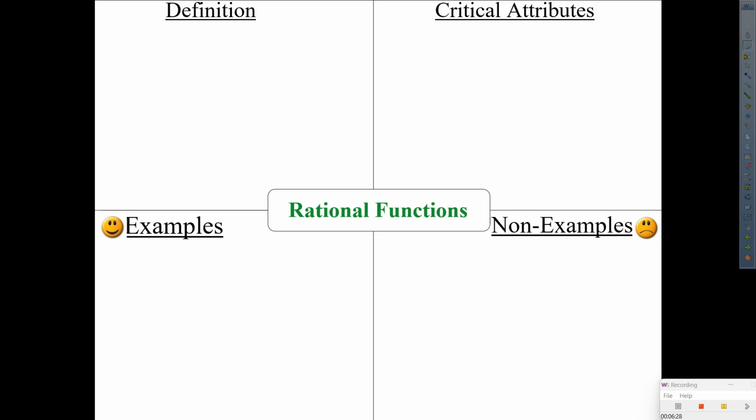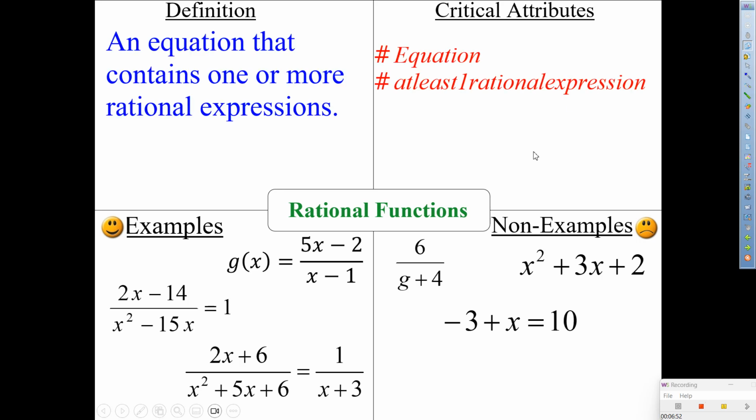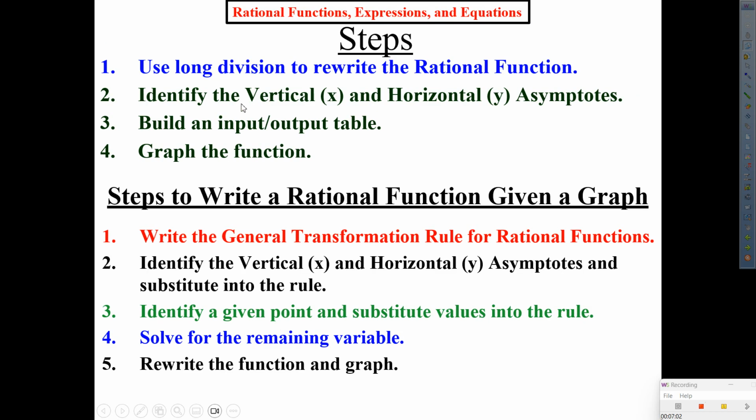All right. Thank you. Some of you are giving me the definition from your notes. I want it in your own words. Some of you wrote an equation with a fraction. Good. So, yeah, an equation that has a fraction, and those fractions should have polynomials, yes? All right. So we know what they are, what they look like. We've been working with these already. We have steps to graph and steps to write.